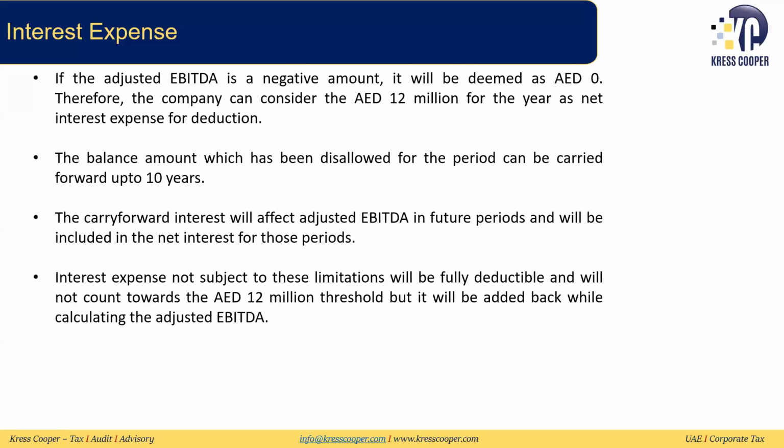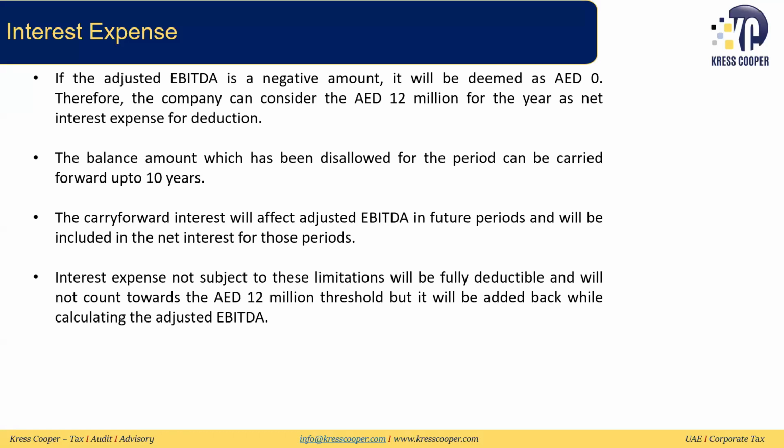Now, if this EBITDA comes out as a negative amount, then we will consider it as zero, and the threshold for the company in that case would be 12 million. So if the 30% of EBITDA is greater than 12 million, then we will be considering that. Now, any amount which will not be allowable.